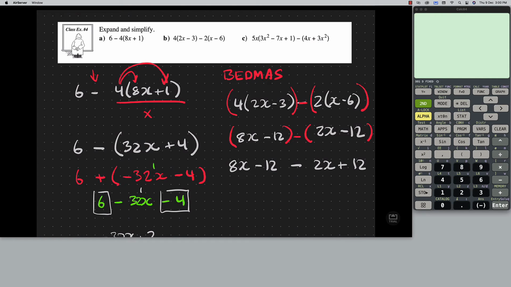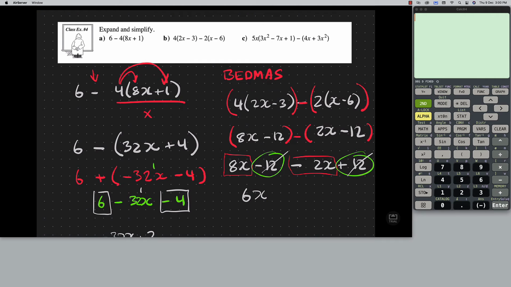Okay, so now what I have, I'm going to take a look. I've got this term, which is an 8x, and I've got a negative 2x. And if I look at my constants, I have a negative 12 and a positive 12. So now we're just going to put those together. 8x and negative 2x becomes 6x, negative 12 and positive 12, those are just going to cancel each other right out. So I have basically plus 0, but I would never write that. So the final answer is just going to be 6x.